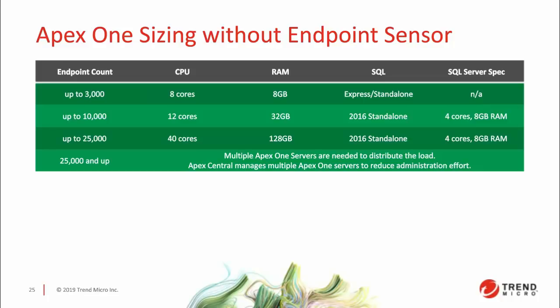The good news is, with Apex Central the way it is, going above 25,000 and just spacing out another Apex One server, you just register them all to the same Apex Central, and since we're moving toward a policy deployment through Apex Central, it reduces your overall administration effort over multiple machines.